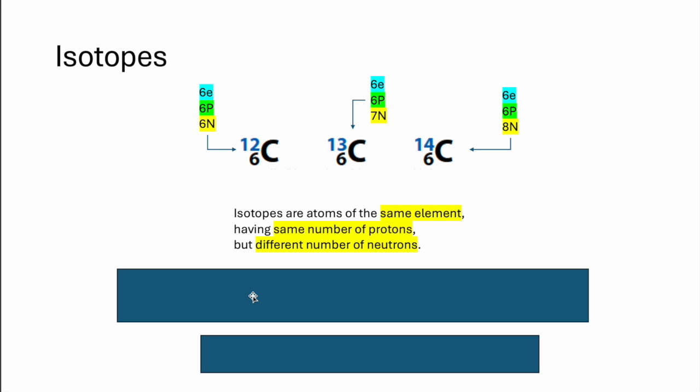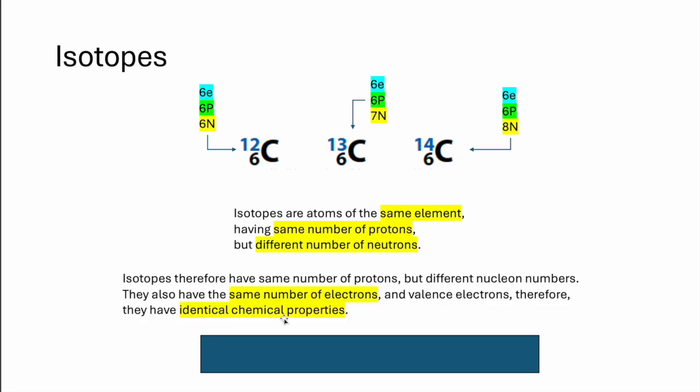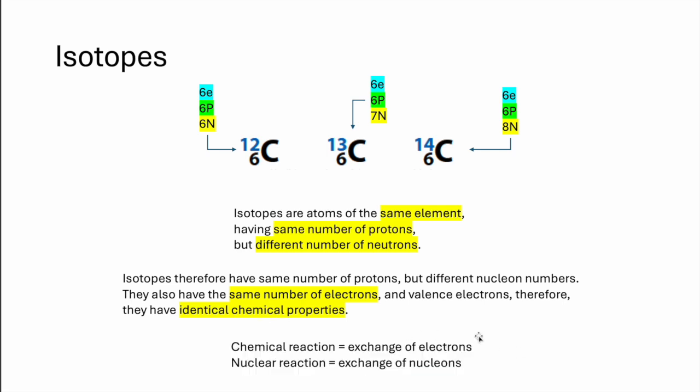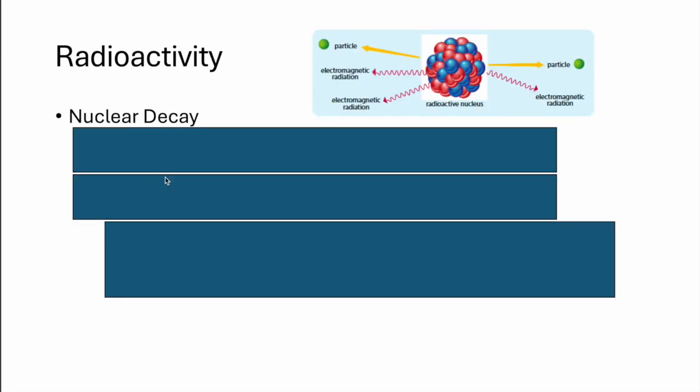Because isotopes have the same number of electrons, they have the same chemical properties. Remember, a chemical reaction is a game involving the exchange of electrons. A nuclear reaction, which we'll be exploring in this chapter, is the exchange of nucleons. So we've talked about the basics of an atom. Now let's go through what radioactivity is.